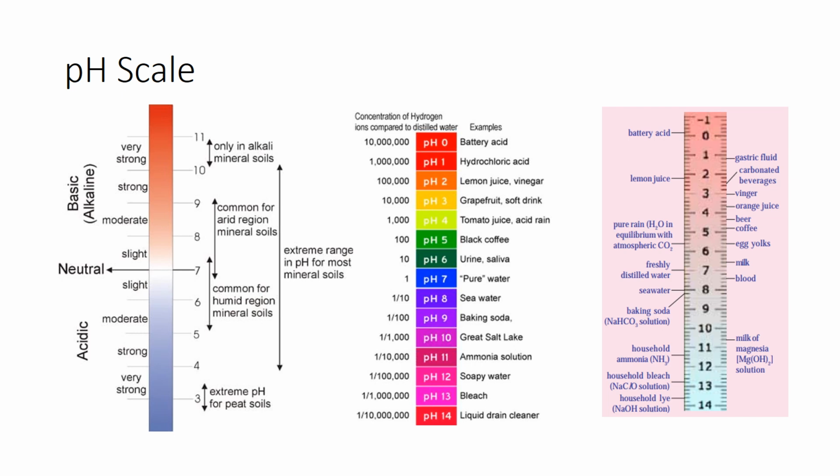This is the pH scale, and different examples are given here. And this pH value is useful for determining the strength of acids or bases.